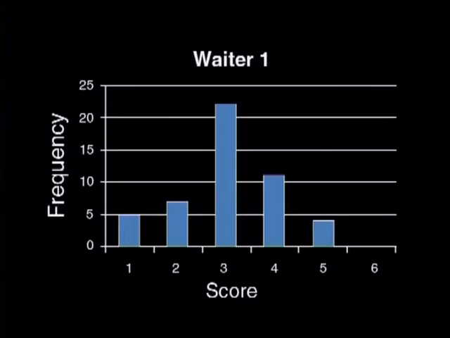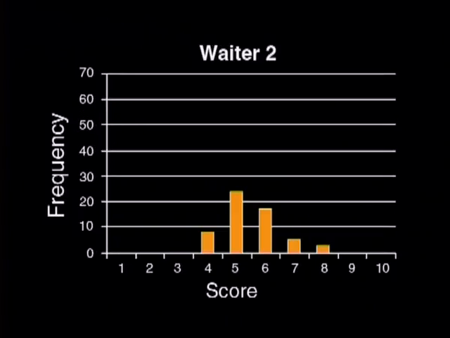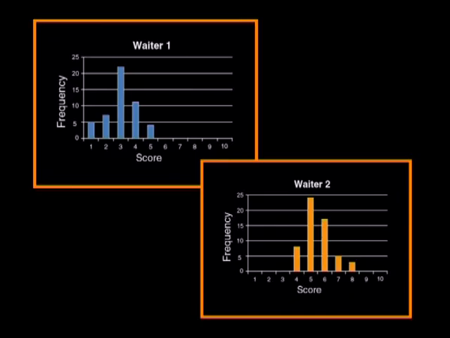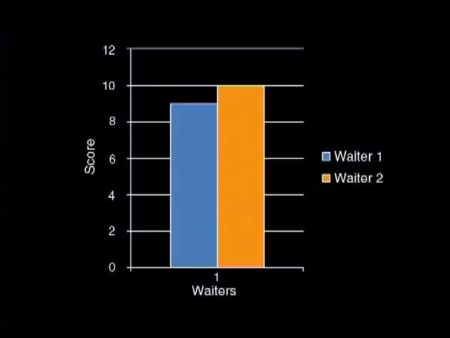Yes. If you look at the first graph, the x-axis goes from 0 to 6, while the y-axis goes from 0 to 25. Now on the second graph, the x-axis reads from 0 to 10, and the y-axis from 0 to 70. Let's now put these two graphs on the same scale and see which waiter produced better results. It's now much clearer waiter 2 achieved better all-round results.